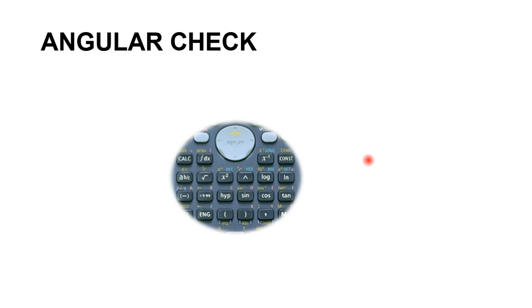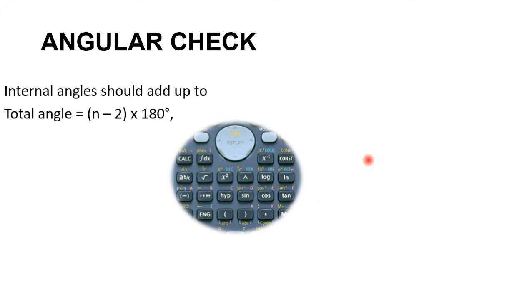So before you start any traversal calculations or traversal computations, you're supposed to look at the angular check for the polygon that you've just surveyed. In fact, the total sum of the angles of a closed polygon for a traversed area is supposed to add up to n minus 2 times 180 degrees, where n is the number of the sides or the number of angles in a polygon.